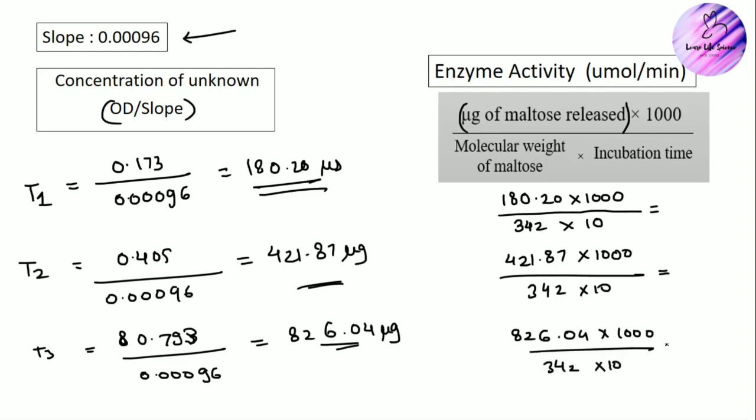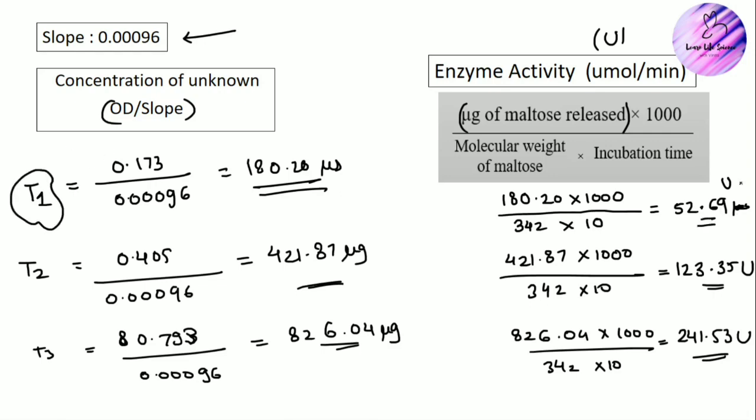The final results you will get are 52.69 micromole per minute. I can write here directly U. U means enzyme activity, it is the unit for enzyme activity. For the second one, it is 123.35 units. For the third one, it is 241.53 units. What does this unit mean? For the T1 test tube, 52.69 units means that 52.69 micromole of substrate are converted into product per unit time. So this is what enzyme activity means.